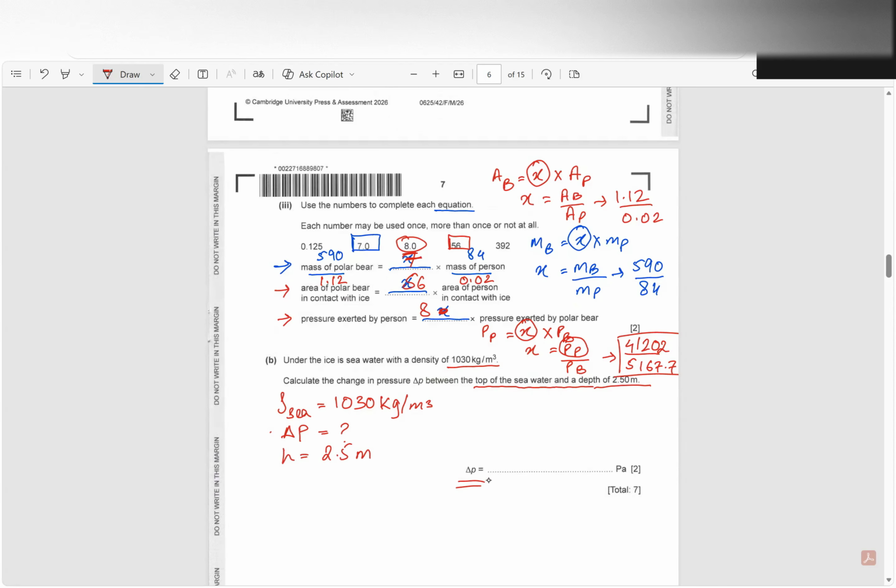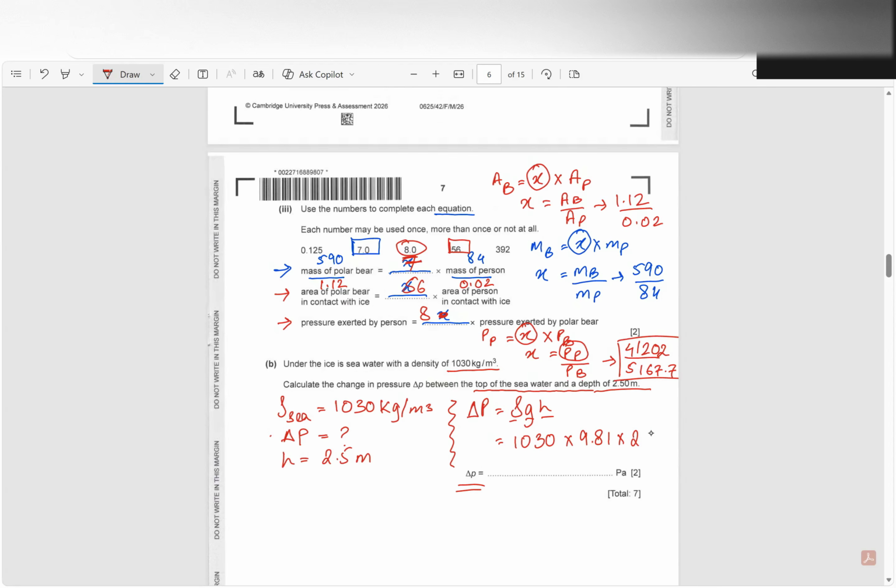However, how do we find the change in pressure? Here we're talking about a liquid, and to work with liquid pressure, we have a formula which says rho g h: density times gravitational field strength times height. We have density already given in the question, 1030 kg per meter cube. We have gravitational field strength, which is 9.81, and a depth of 2.5 from the sea level. So let's see what's going to be the final answer. Multiply the three.